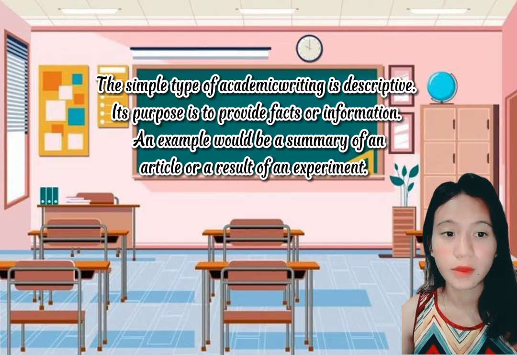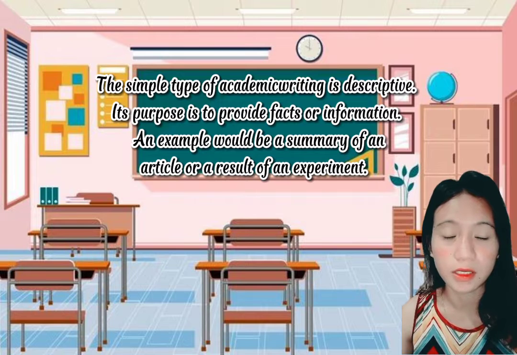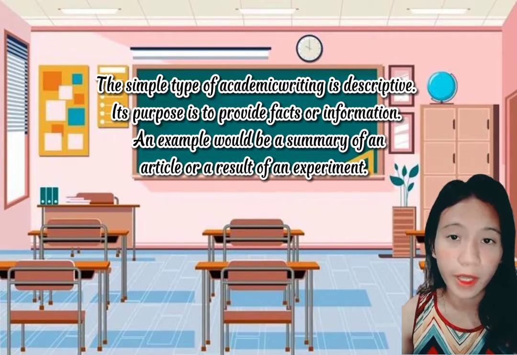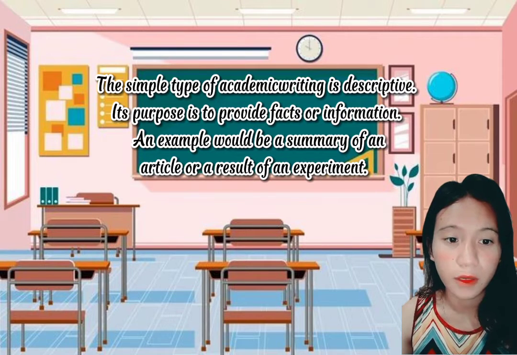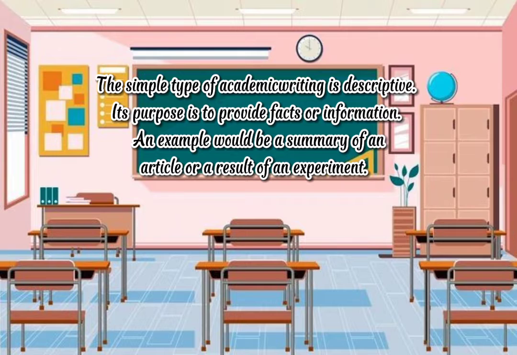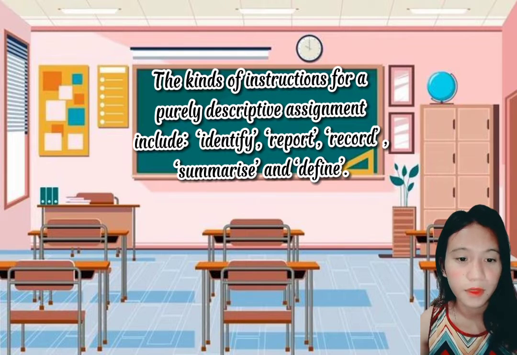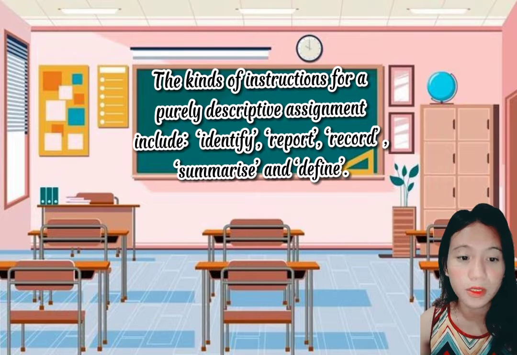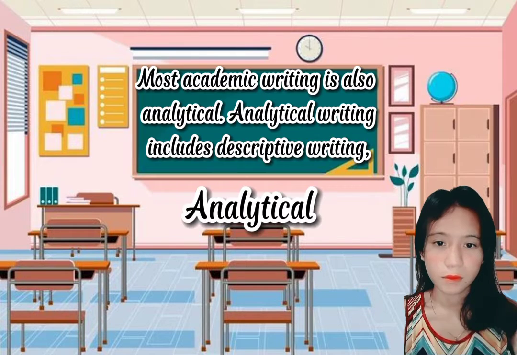Descriptive. The simplest type of academic writing is descriptive. It is purposed to provide facts or information. An example would be a summary of an article or a result of an experiment. The kinds of instructions for a purely descriptive assignment include identify, report, record, summarize, and define.